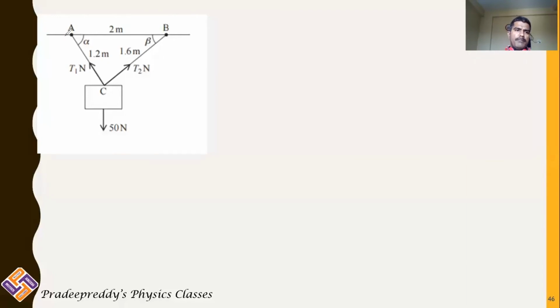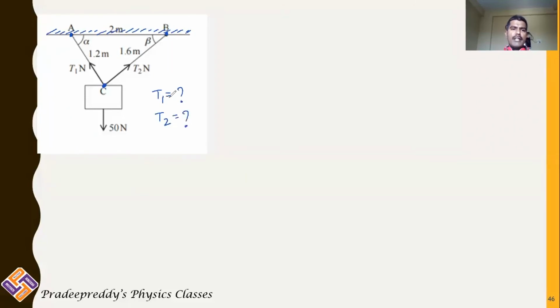Coming to this question, we have one point A, the point B, and the point C. A and C are attached with wire. C and B is also attached with a wire, and this is the roof. It is ceiling. You want to now find out tension in the strings. T1 is equal to how much? T2 is equal to how much?